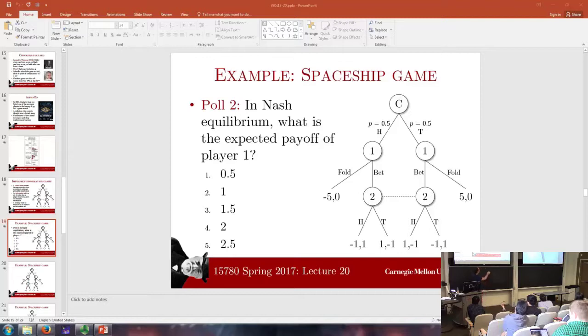So that means that with probability 1/2 we get tails, and then player 1 gets a payoff of 2.5. With probability 1/2 he gets heads, and then he gets a payoff of -1. So 2.5 minus 1/2 gives you 2.